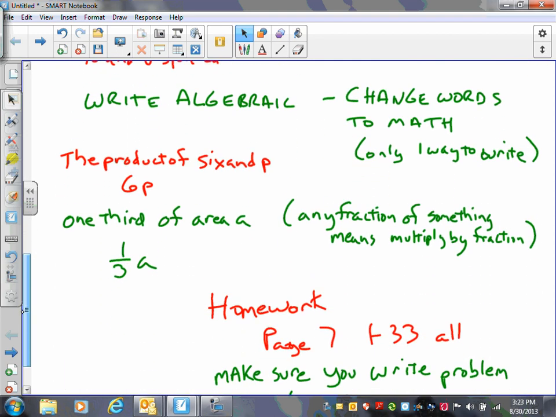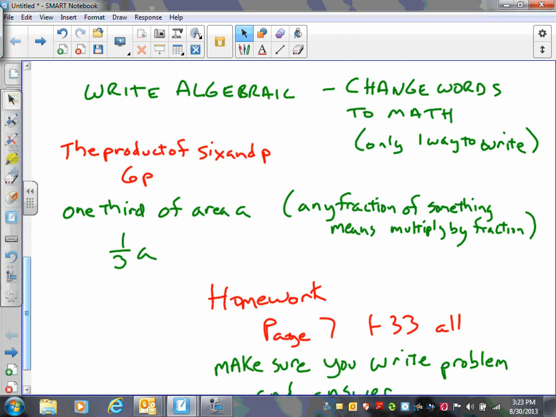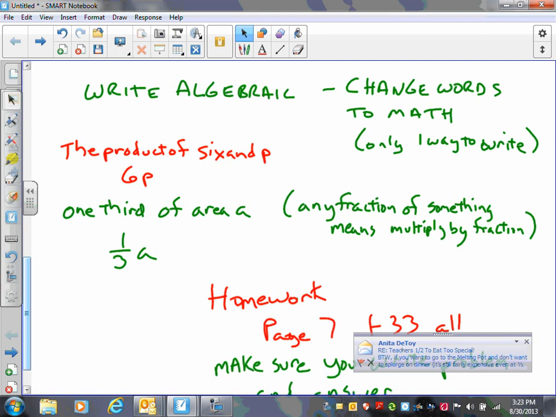Now, when you write an algebraic expression, you're changing words to math. And there's only one proper way to write that. So if I have the product of 6 and b, that means 6 times b.